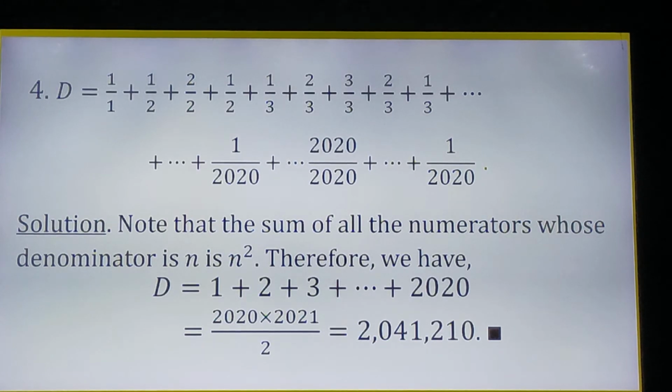Therefore, D is actually the sum of 1 plus 2 plus 3 up to 2020. So we use the formula n times n plus 1 over 2, which in this case is 2020 times 2021 over 2, which gives us the final answer 2,041,210.